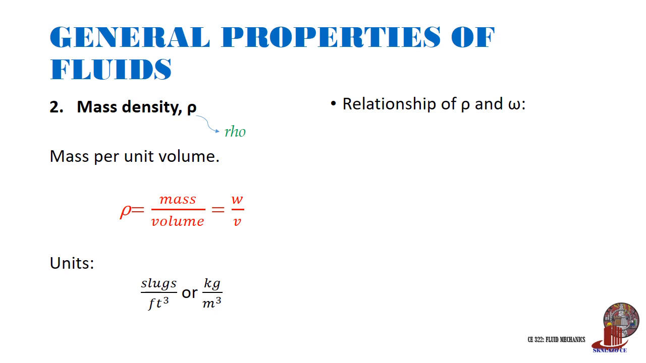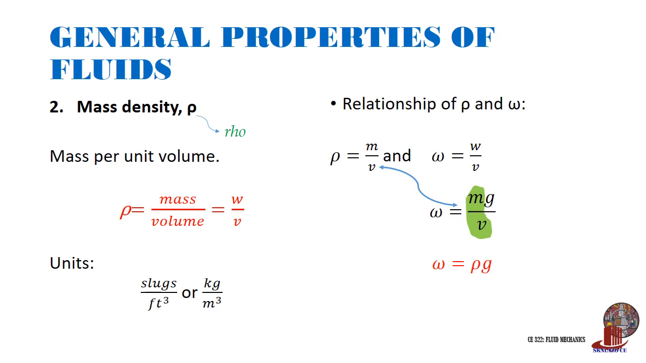Now let us check the relationship between mass density and unit weight. We have studied that ρ is mass over volume and omega is weight over volume. If we are going to convert weight as mass times gravity, we would notice that the resulting equation of omega is mass times gravitational pull over volume. Observe that m over v is density ρ, thus we can say that the unit weight is mass density times gravitational acceleration g.